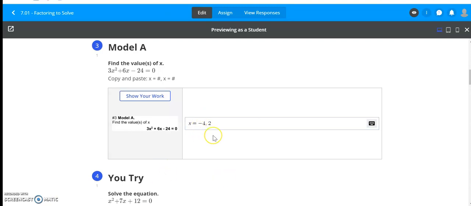So you can write it like that, or you can write x equals twice if you want to, but x equals negative 4, comma 2 is appropriate for me.